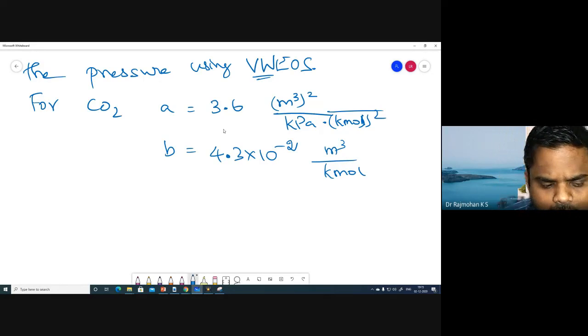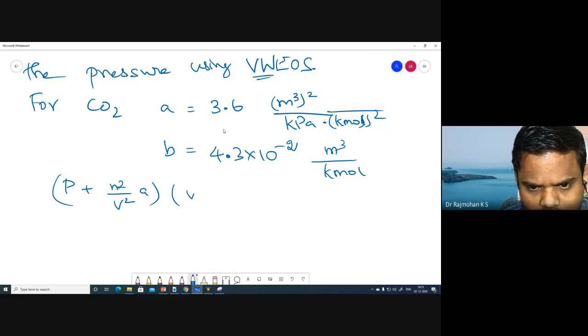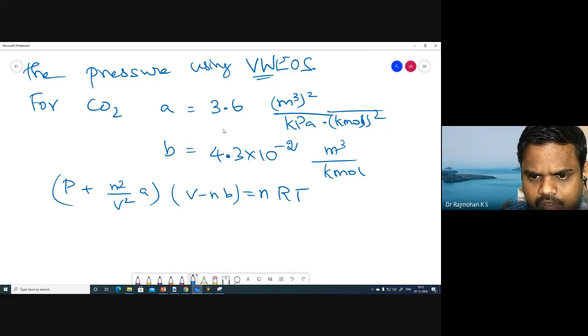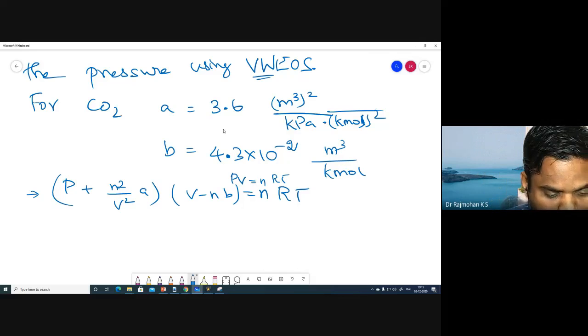So we know that PV equal to nRT, and considering the things, we have the expression for this. What is that? P plus n square by V square A into V minus nB is equal to nRT. Okay, we know the ideal gas law is PV equal to nRT. So if we consider the pressure correction factors and volume correction factors, we get these expressions.